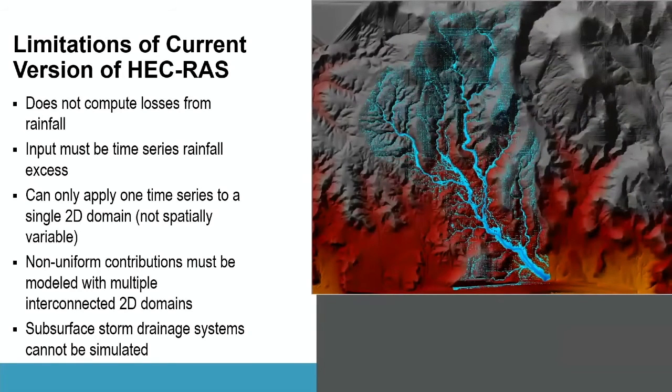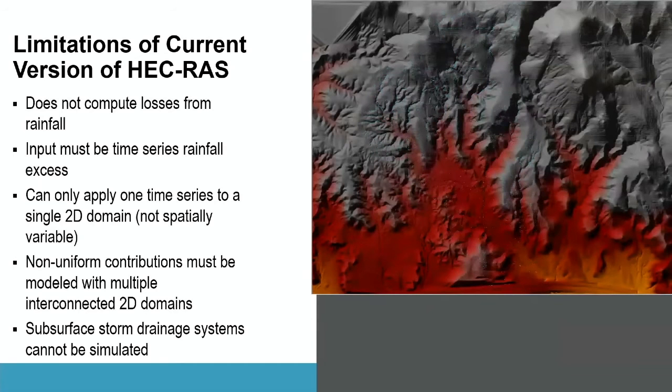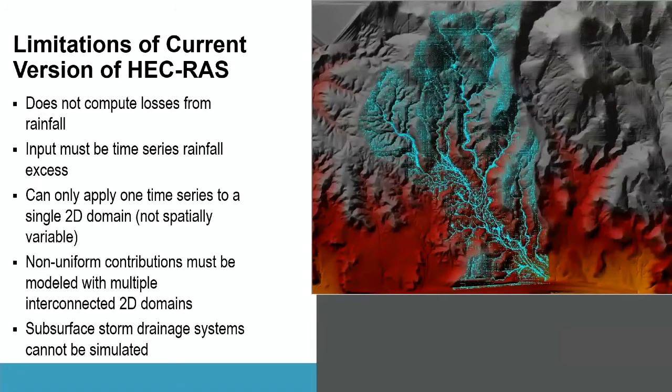Some of the limitations of the current version of RAS is that, as I said before, it does not compute losses from rainfall. The input must be a time series rainfall excess. You can only apply one time series to a single 2D domain. There's no spatial variability in rainfall, non-uniform contributions. So if you do have variable rainfall, you have to use multiple 2D areas and then connect them with hydraulic connections, so to speak. And then subsurface drainage systems cannot be simulated.